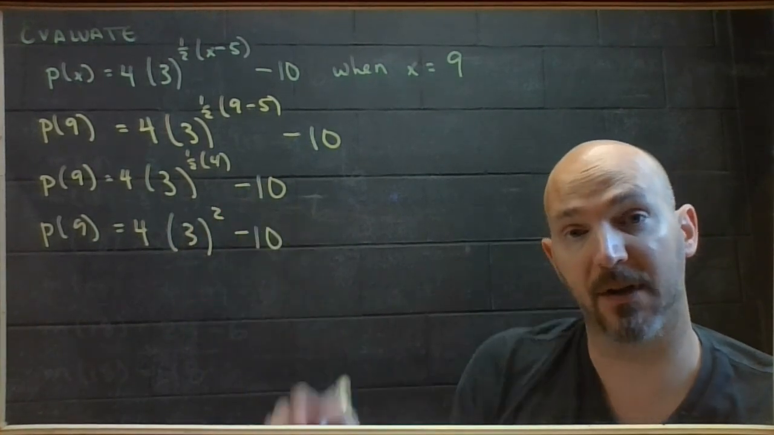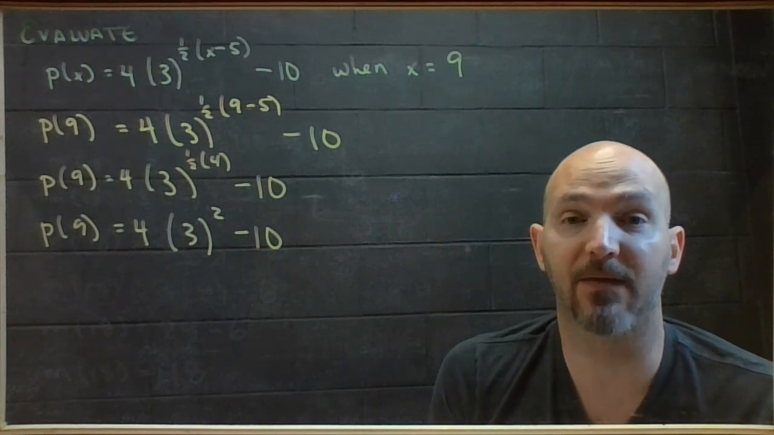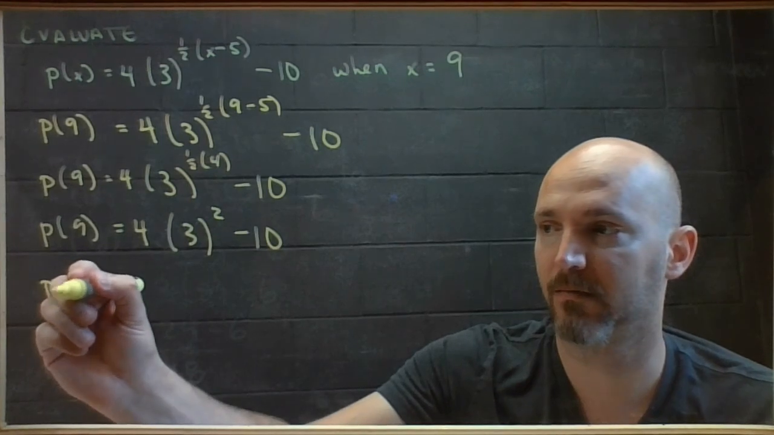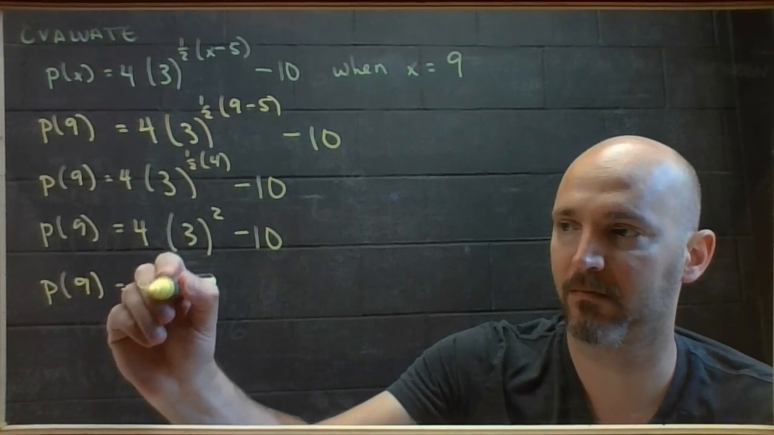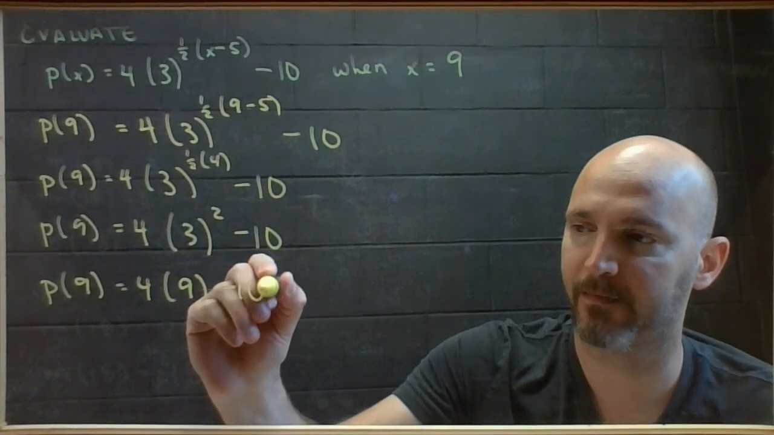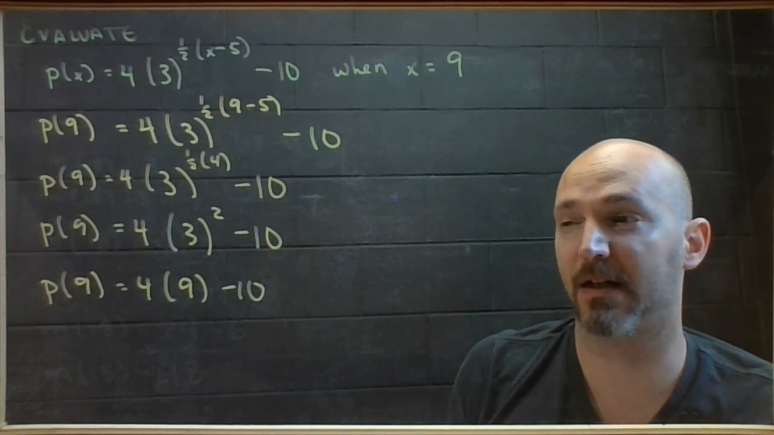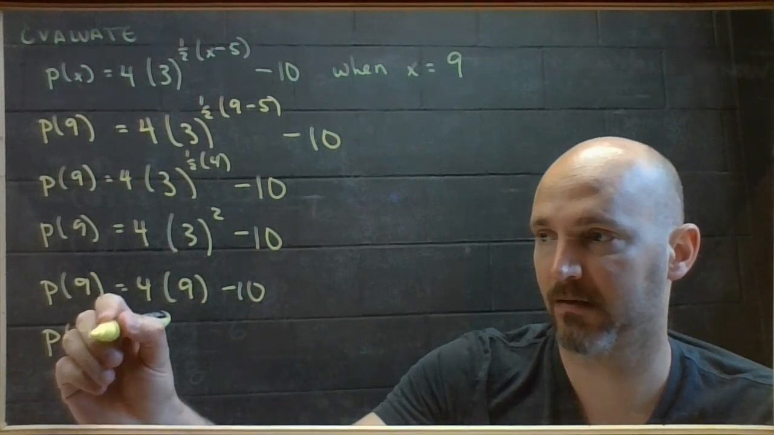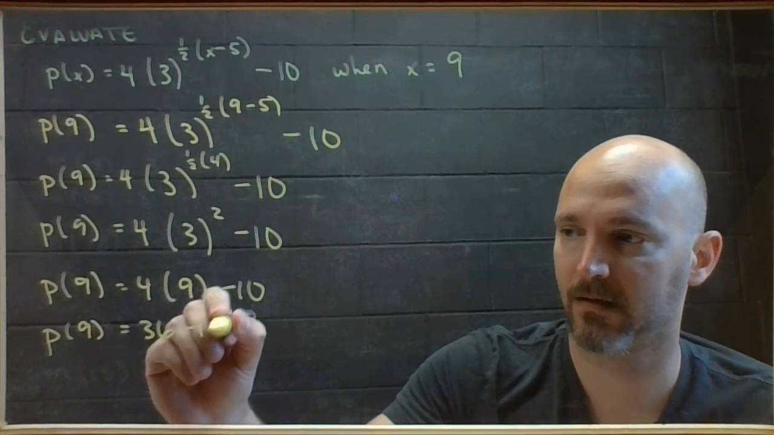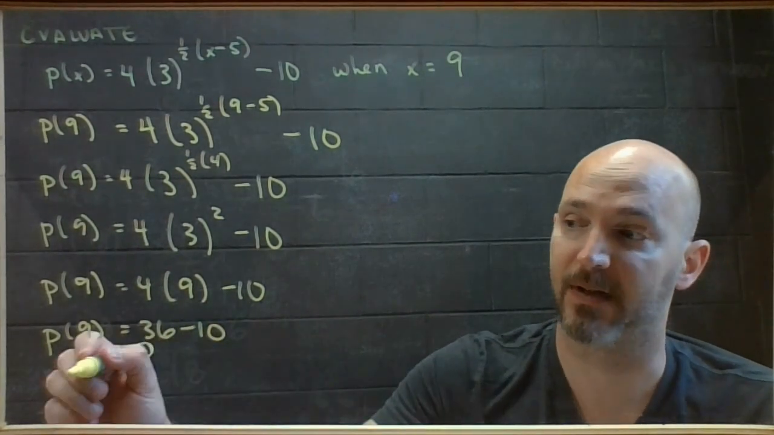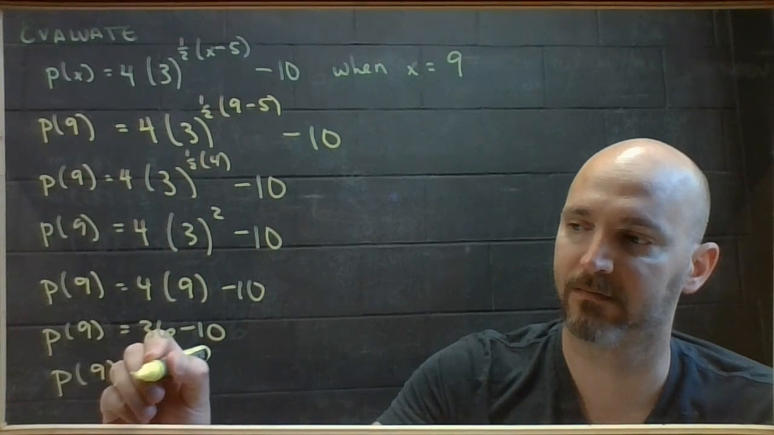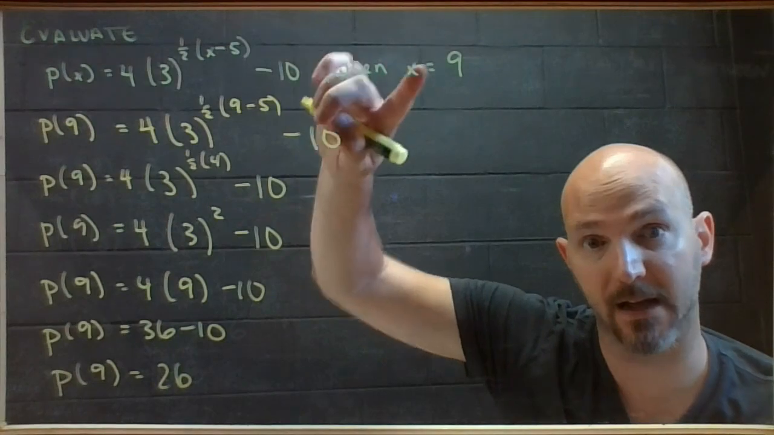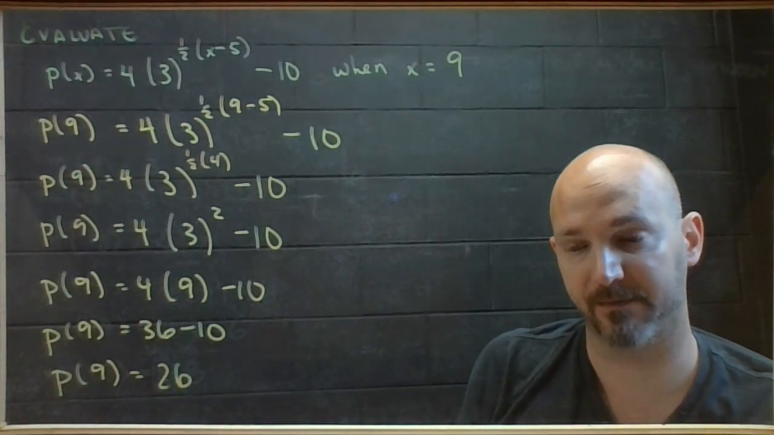And now that the argument has been simplified down to a single number, I just have to execute the function. So 3 squared is 9. And 4 times 9 is, come on brain, 36. And 36 minus 10 is 26. So the value of this function, p, when x is 9, is 26.